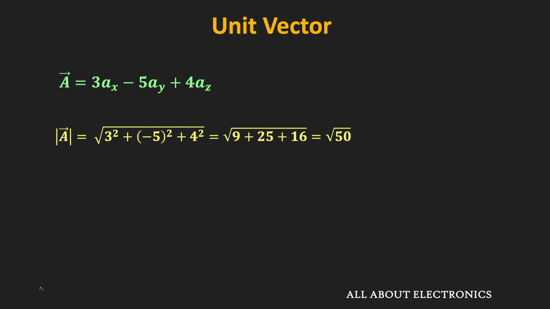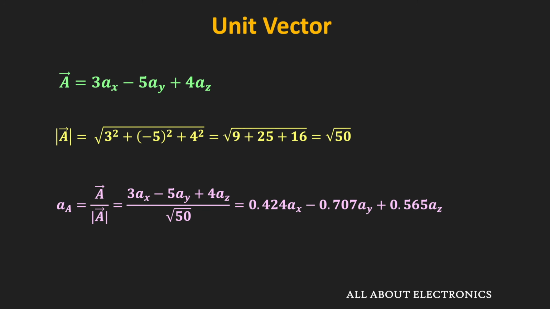So now, if we see the unit vector in the direction of A, then that is equal to this vector A divided by the magnitude of the vector A. So that is equal to 3ax minus 5ay plus 4az divided by the square root of 50. And if we further simplify it, then this unit vector A is equal to 0.424 times ax minus 0.707 times ay plus 0.565 times az. So in this way, we can find the unit vector in the direction of the given vector. And of course, its magnitude will be equal to 1.